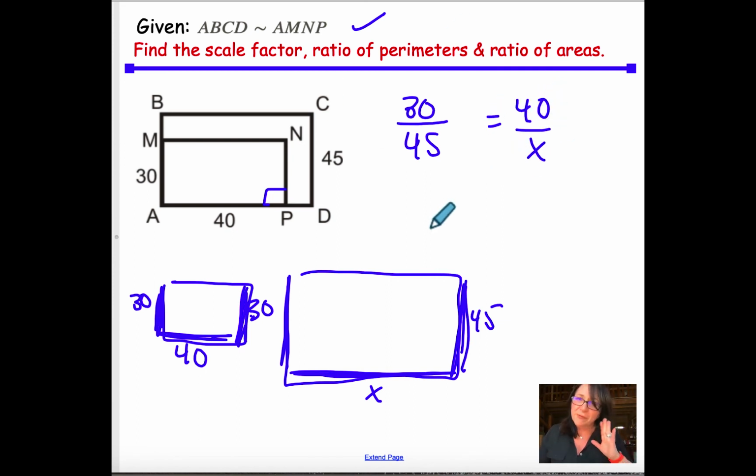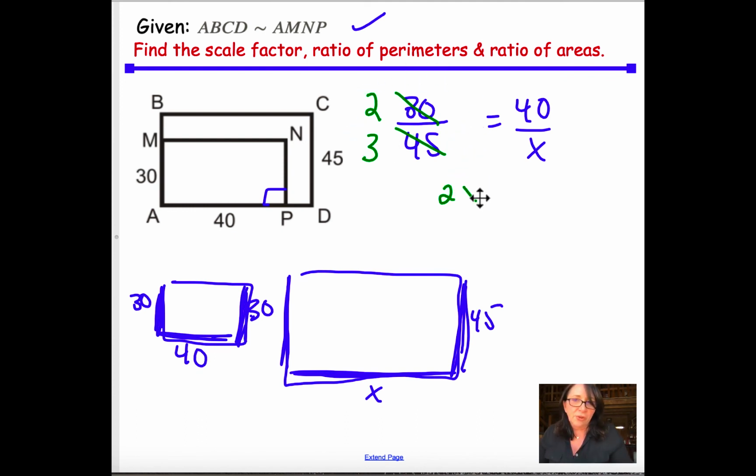So before I cross multiply, I really want to reduce this. To reduce 30 and 45, I'm going to divide by 5, and I'm going to get 6. Oh, I should have thought of a bigger number, like 15. So 15 is going to give me 2 and 3. And 15 times 2 is 30, and 15 times 3 is 45, so that works.